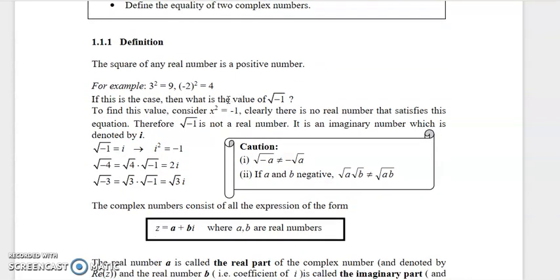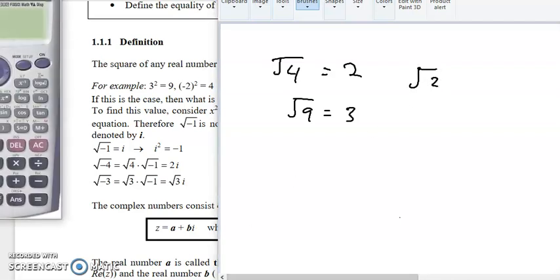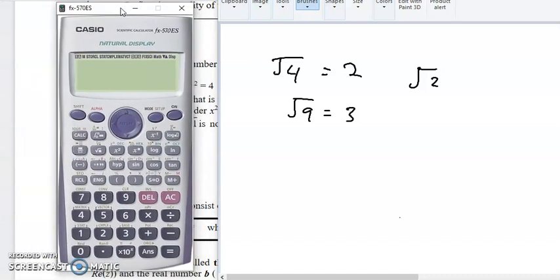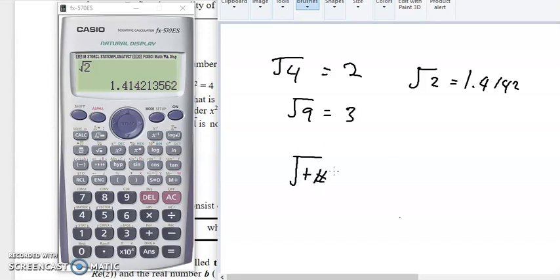The square of any real number is a positive number. As an example, the square root of 4 will be equal to 2. The square root of 9 will be equal to 3. Or maybe you are having the square root of 2. If you press the calculator, it will be equal to 1.4142 and something. And as we know, under the square root, it must be a positive number.